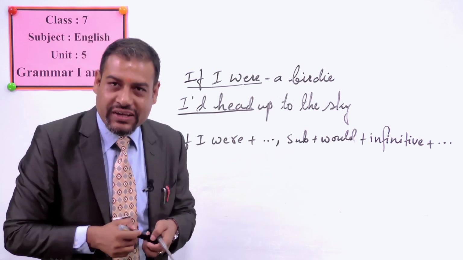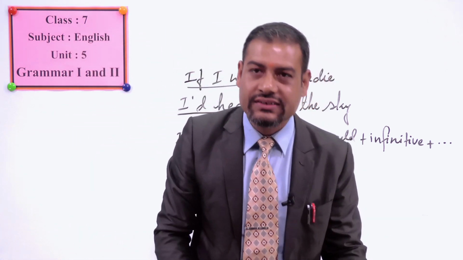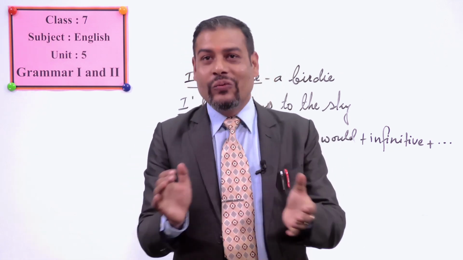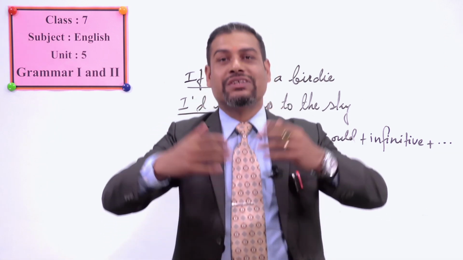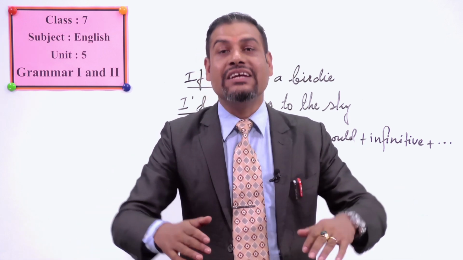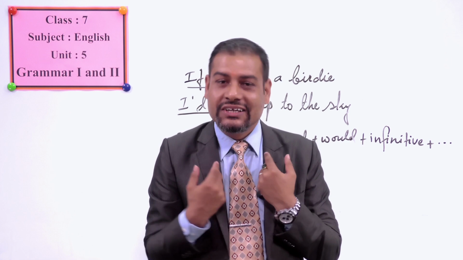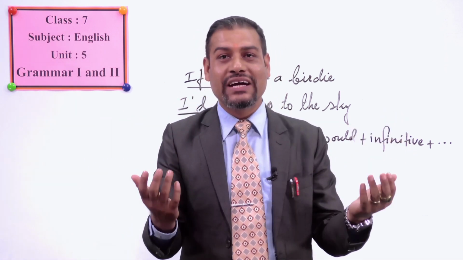Now, can you tell me why do we use this structure? Do you have any idea? Well done. We use this structure if we want to express something that is impossible, that is imaginary, you know. For example, if I were a bird, if I say so, do you think that I can be a bird? No, it is just my imagination.